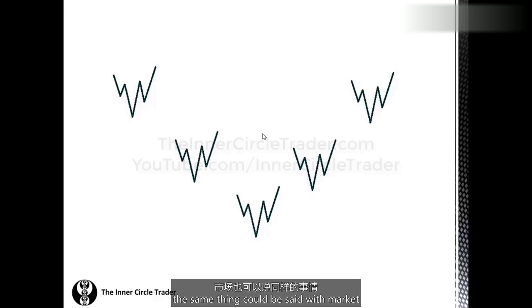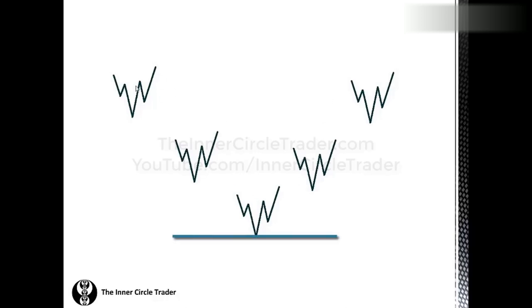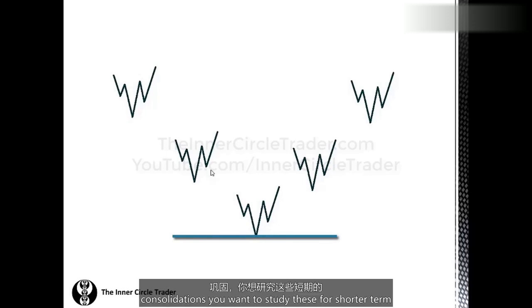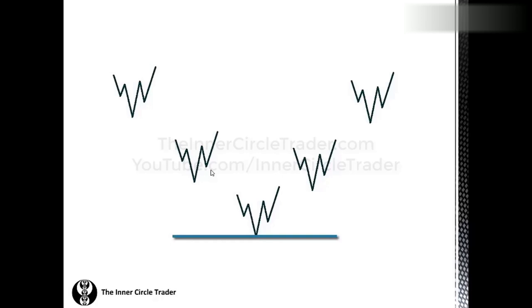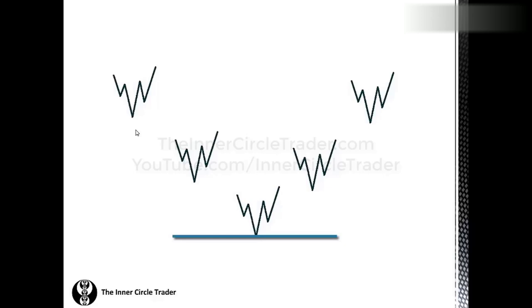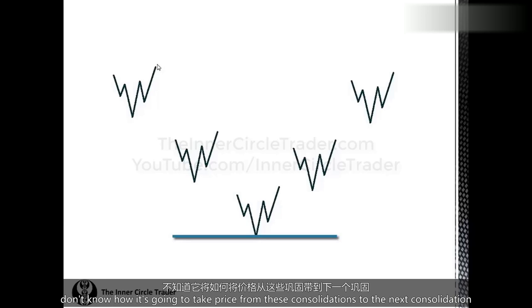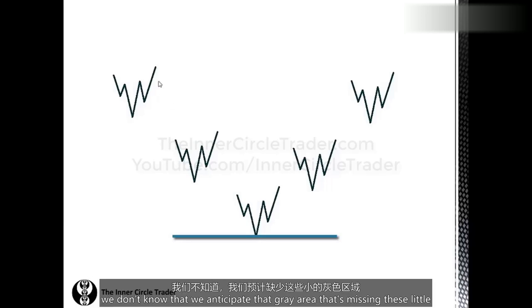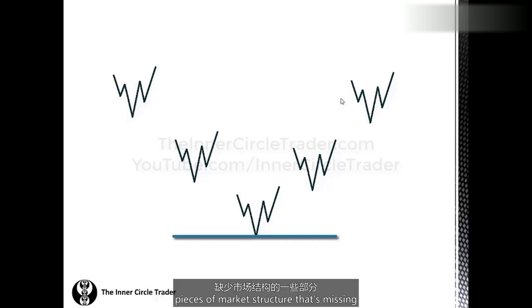The same thing could be said with market declines and reversals going long. Every time we see a consolidation, you want to study these for shorter term, more dynamic support and resistance levels. These areas are more easily tradable because they have discernible price levels. They're very clear. We don't know how it's going to take price from these consolidations to the next consolidation. We don't know that. We anticipate that gray area that's missing, these little pieces of market structure that's missing.